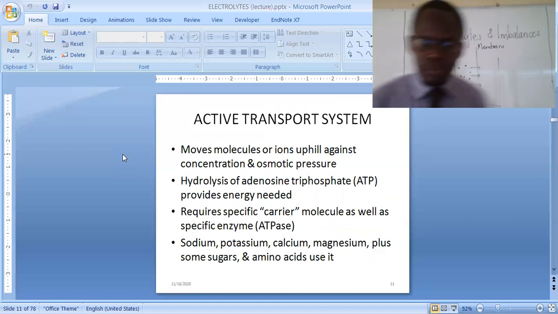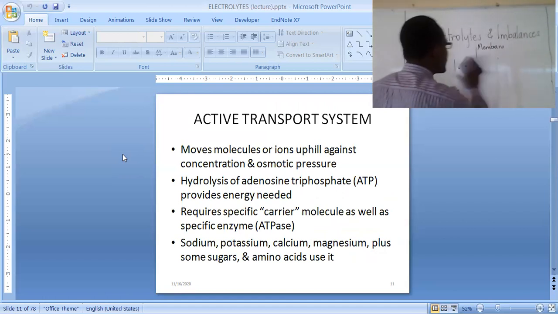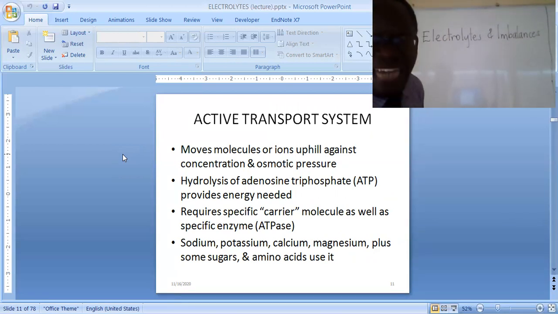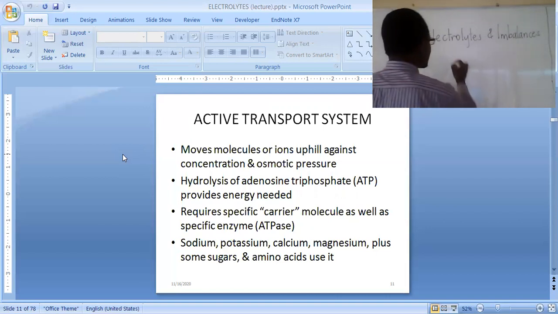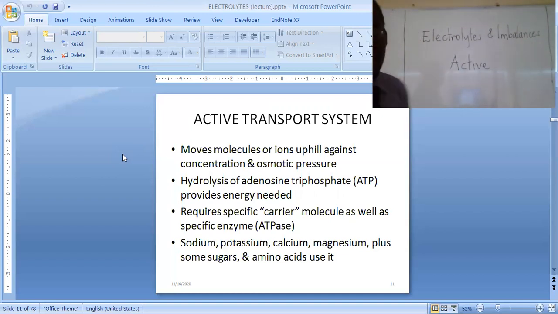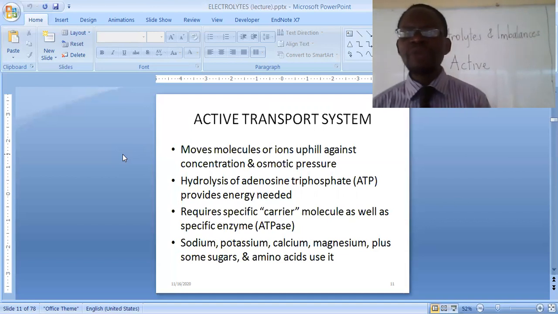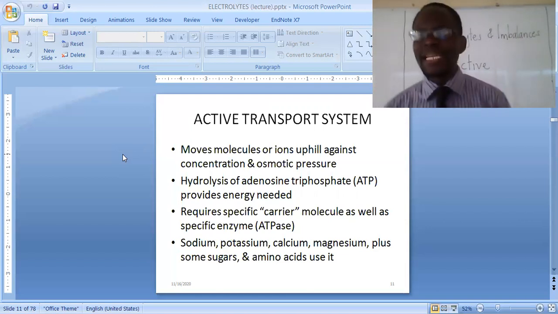Now, there's another one which we refer to as active transport. With active transport, just like the word itself, active, it basically means there is some use of energy. So here we have molecules of ions moving uphill against what we refer to as an osmotic or concentration gradient.